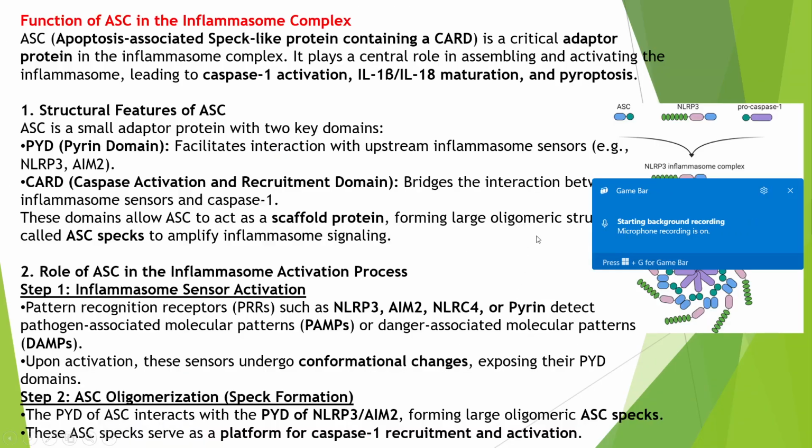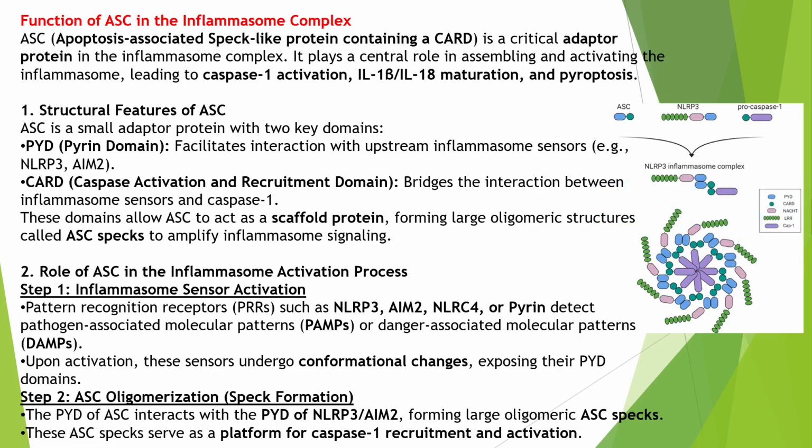So, function of ASC in the inflammasome complex. ASC is apoptosis-associated speck-like protein. This also has the CARD domain. It is a critical adaptor protein in the inflammasome complex. This wheel-like structure is your inflammasome complex. ASC plays a central role in assembling and activating the inflammasome, leading to caspase 1 activation, IL-1 beta and IL-18 maturation, and leading to pyroptosis.